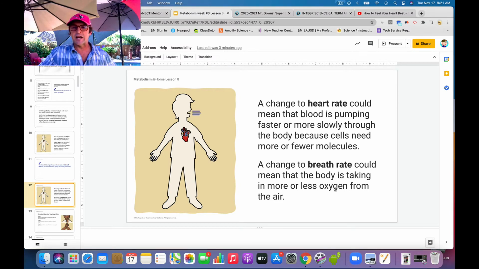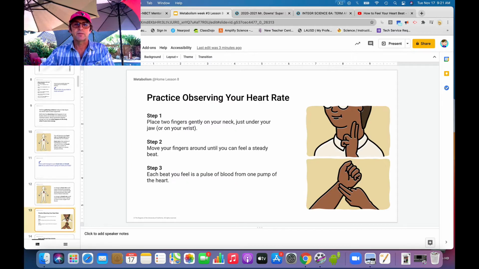The breath takes in oxygen mainly that we use. It does take other molecules, but the oxygen is the main thing that we use. So a change in breath rate could mean the body is taking in more or less oxygen from the air. We have our breathing and we have our heart. So practice observing your heart rate.